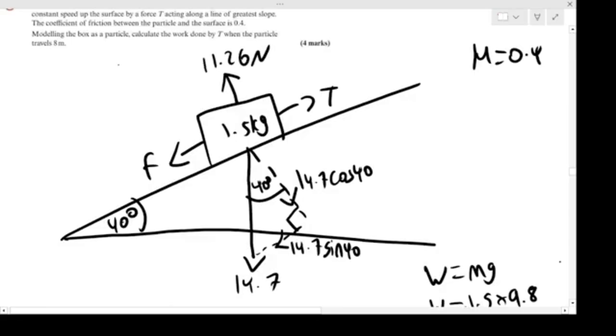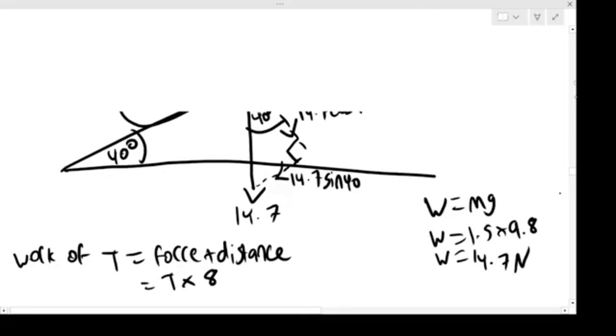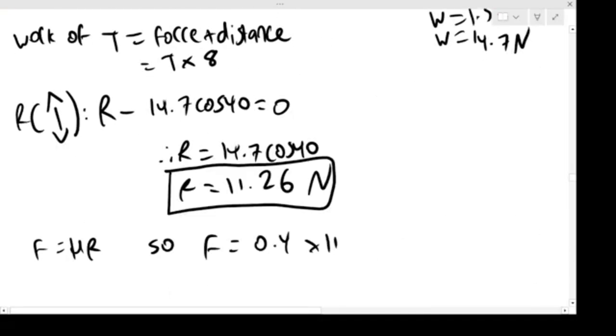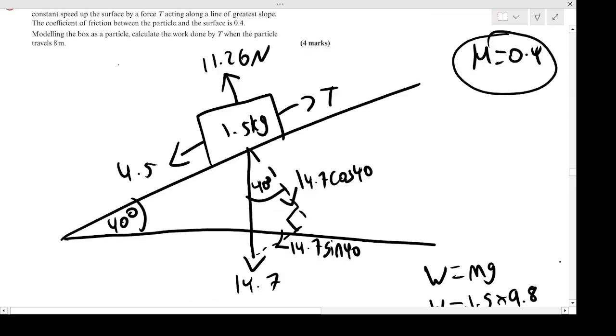Now we can actually work out the friction force because we know what mu is. So F equals mu R. That means the friction force F is 0.4 times R. Therefore, friction is going to be 4.5. And there we are. And lastly then, we can now find the T force.